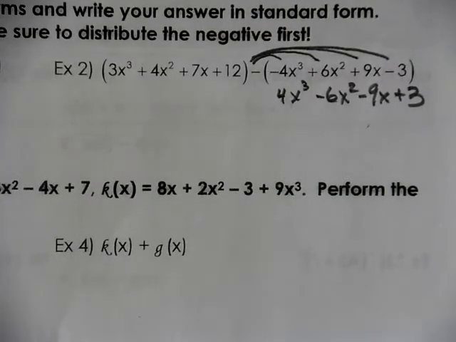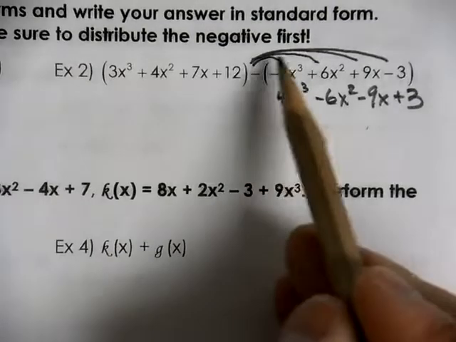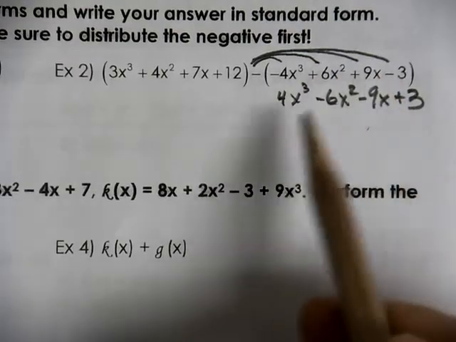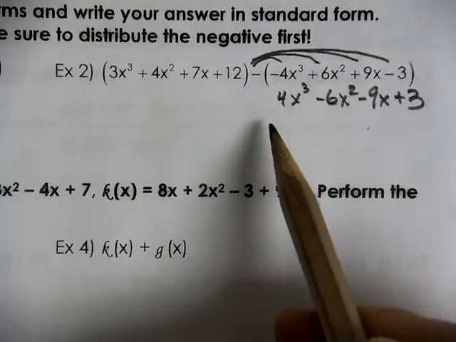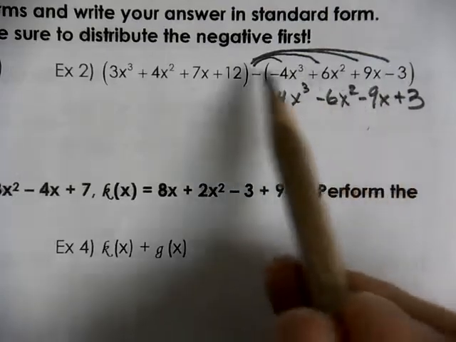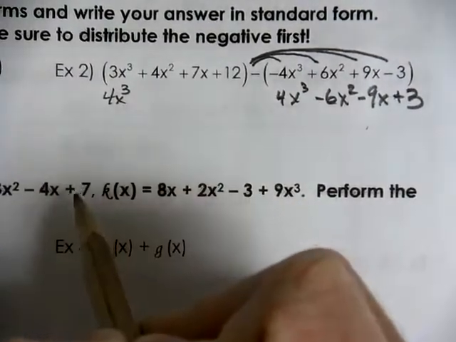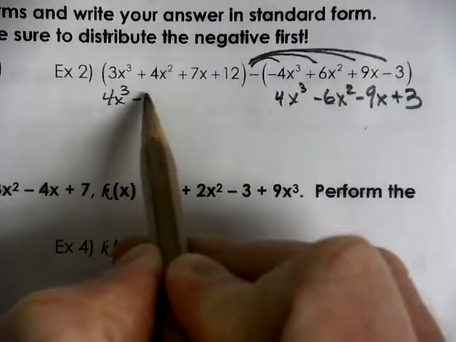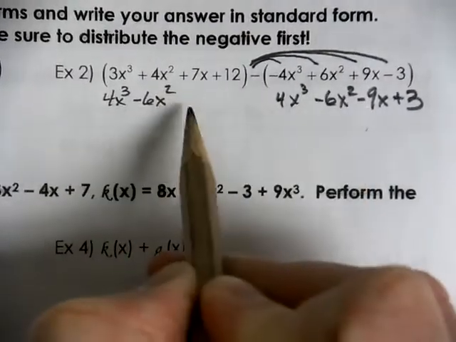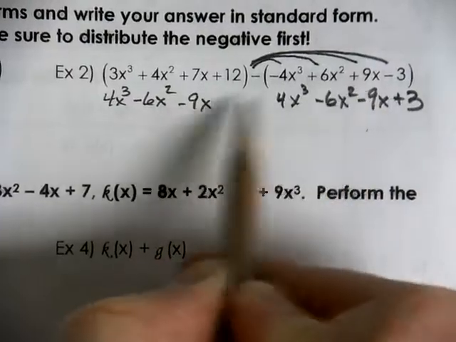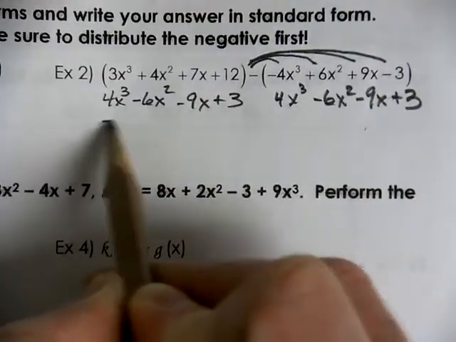Now, it's your choice how you want to organize this. Once we've used the negative, it would be considered a positive. So now you can just bring them over. You have a 4x cubed, which is a positive 4x cubed. You have a negative 6x squared, a negative 9x, and a positive 3.